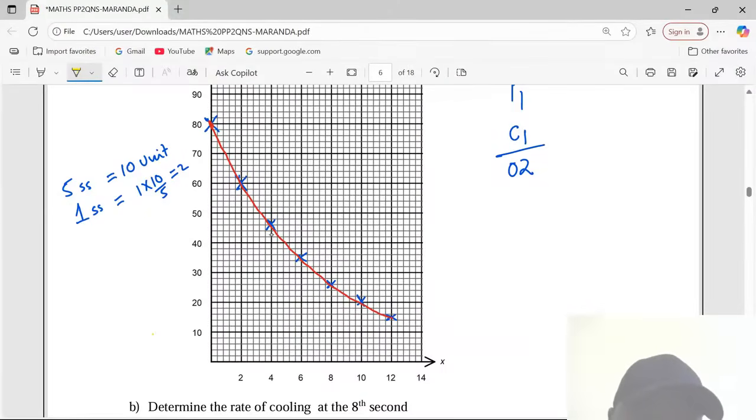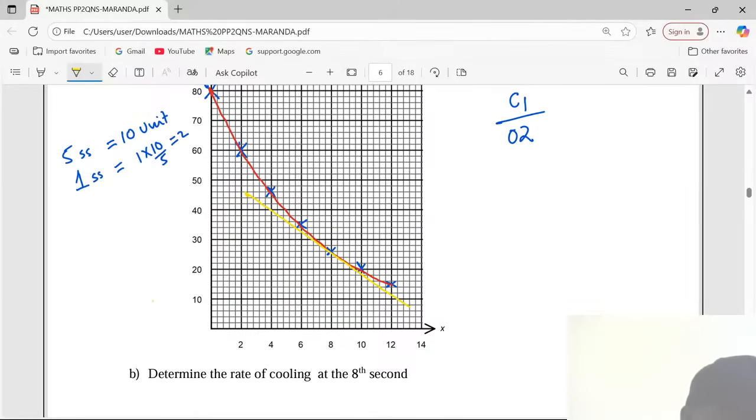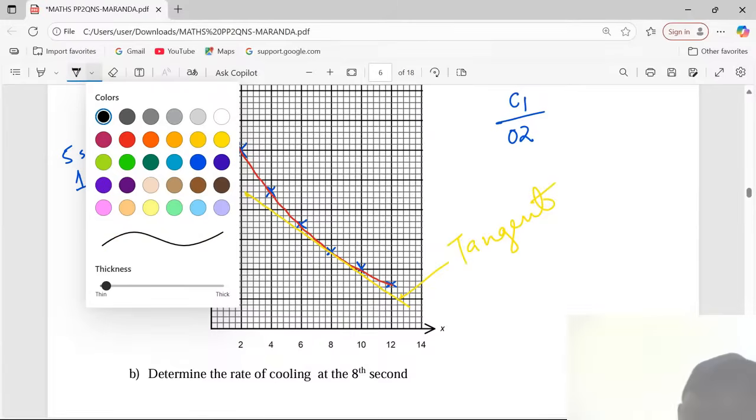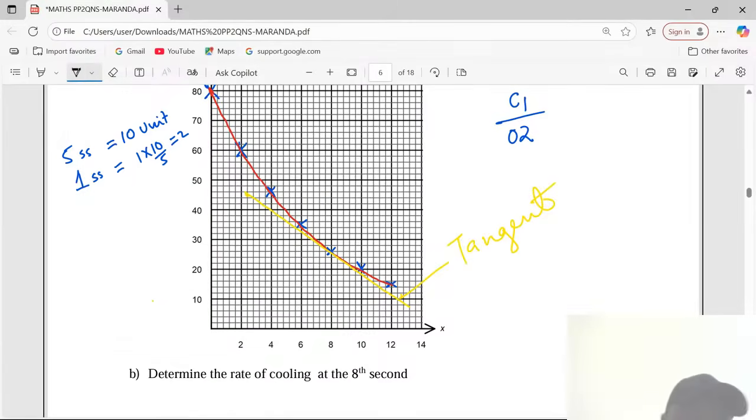We draw a tangent to the curve at that point, that way. Now with that tangent, we are supposed to get its gradient. This is the tangent. So we find its gradient. The gradient of that particular tangent is the one to represent the rate of change at that particular point.